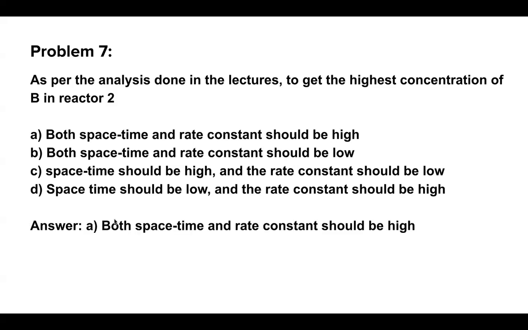So in our case, for getting the highest concentration of B, we should have both the space time and rate constant to be higher, because both are directly proportional to the concentration of B. Is this clear? This is what we have understood from the graphs. Like we have the third part of the question where we identified the relationship of space time and the reaction constant K to the concentration of A and B. And we observed that when both space time is higher and reaction rate constant is higher, there will be more generation of B.